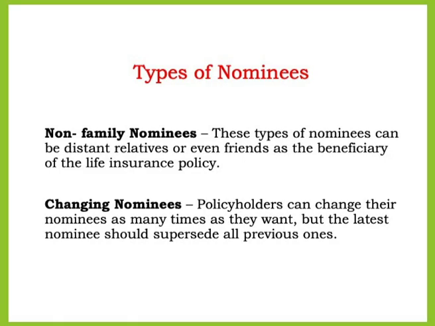Then sometimes you have nominees who can be non-family members. These types of nominees can be distant relatives, or friends who can be beneficiaries of your insurance policy. Such people can also be nominated. It is a choice of the policyholder. Then changing nominees. Policyholders can also change nominees from time to time, depending upon their wish. Whoever is the latest nominee whose name you have changed, they will supersede all the previous nominees. So when I took the policy, probably I must have given my spouse's name, but my policy is for 15 years.